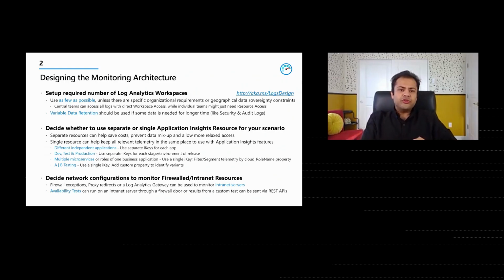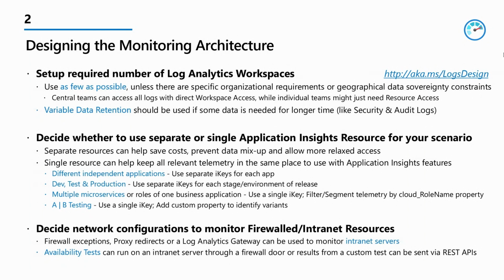Another useful thing when designing your architecture is in terms of what your network configurations are. It works very well in a fully cloud native, public internet fashion. But what if you have virtual networks? What if you have on-premises resources, intranet servers that you want to monitor? So it's a good idea to evaluate your network configuration requirements.